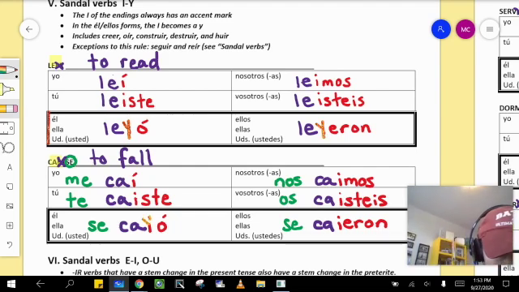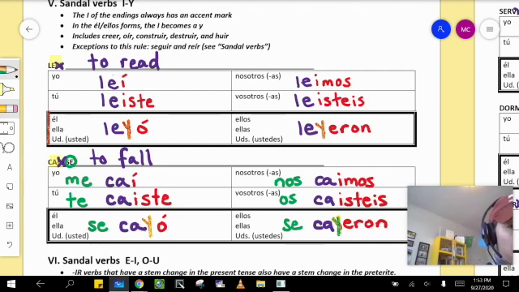Inside the box, that I becomes a Y. Let's do that a couple times. Good. So the LA form: he read, she read, leyó. They read, leyeron. He fell down, se cayó. They fell down, se cayeron.